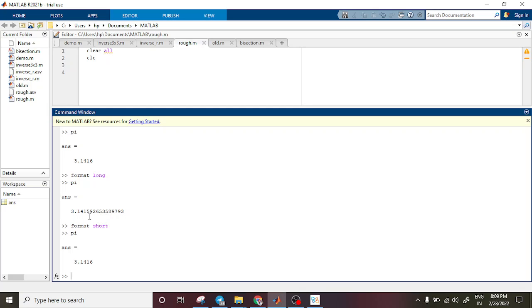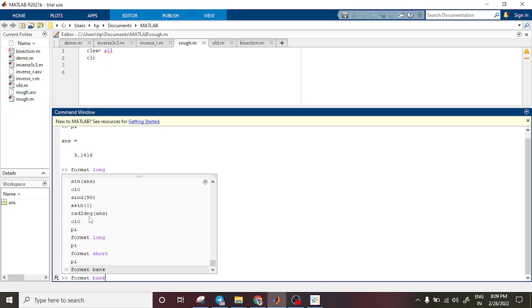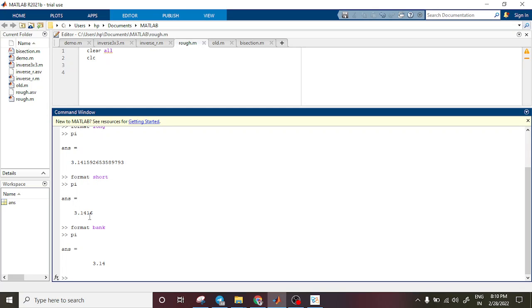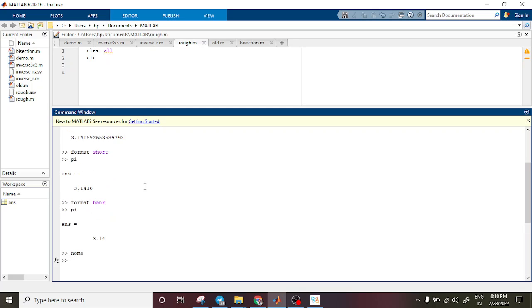If I write format bank and then pi, in format bank, after the decimal point you get only two digits. Now if you want more space, because at the bottom you don't have space, just write home. Now you can scroll upward and you have more space.